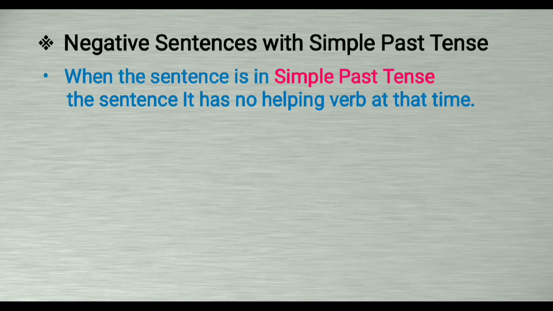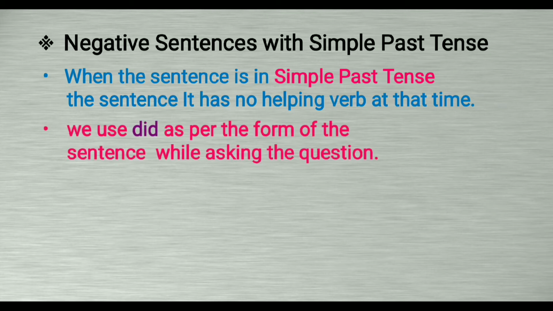So let's see. When the sentence is in simple past tense, it has no helping verb. We already learned about the simple present tense, and we already learned about the simple past tense in our previous lessons. And as we learned, in simple present tense and simple past tense, there is no helping verb in the sentence.